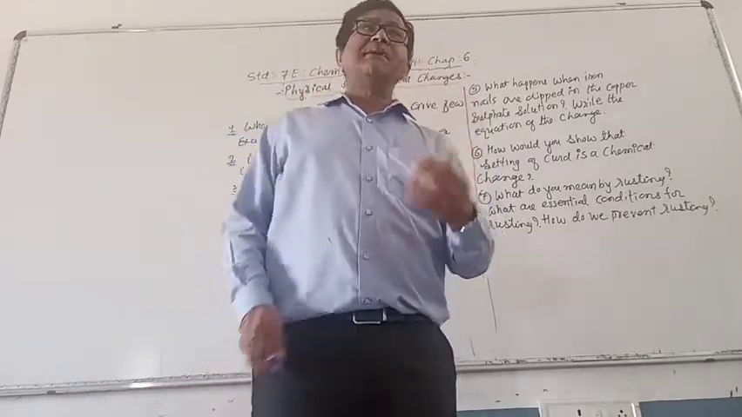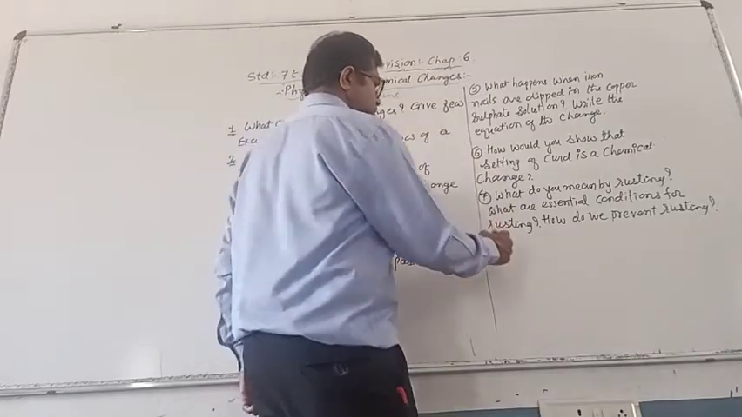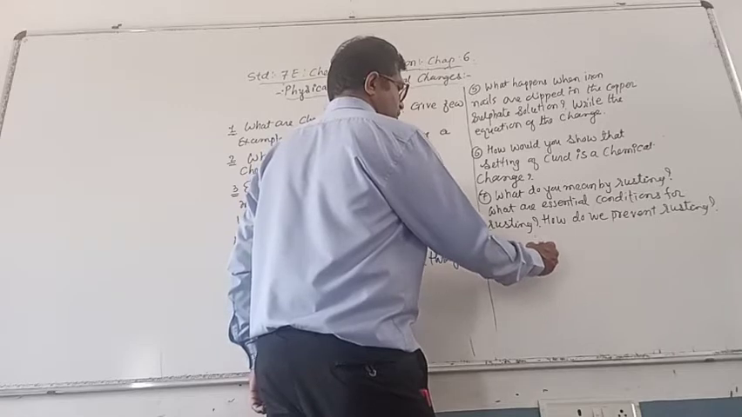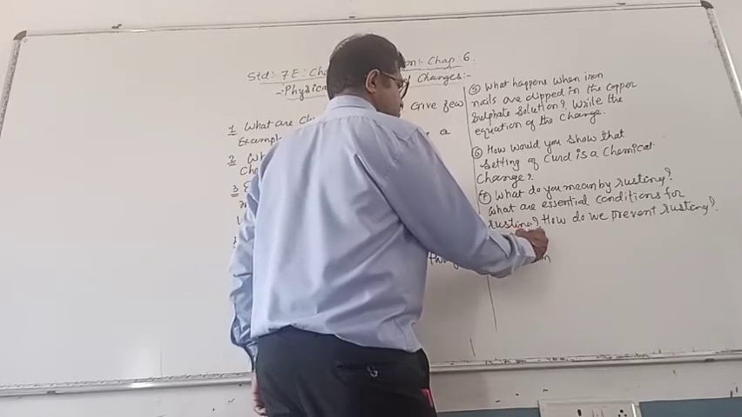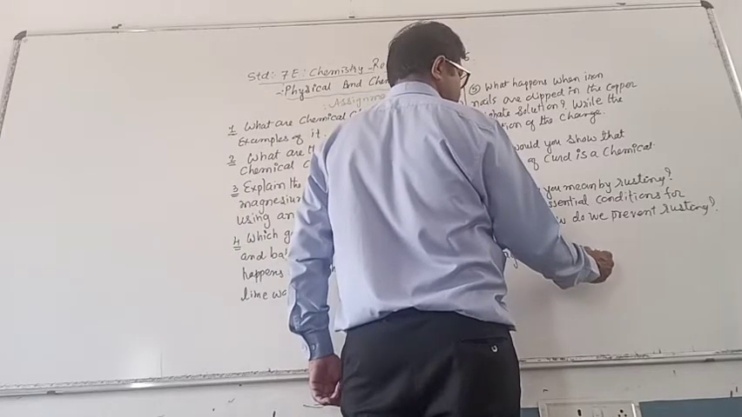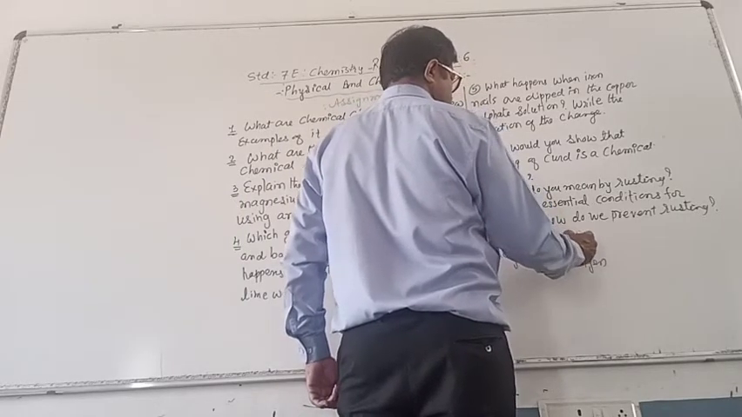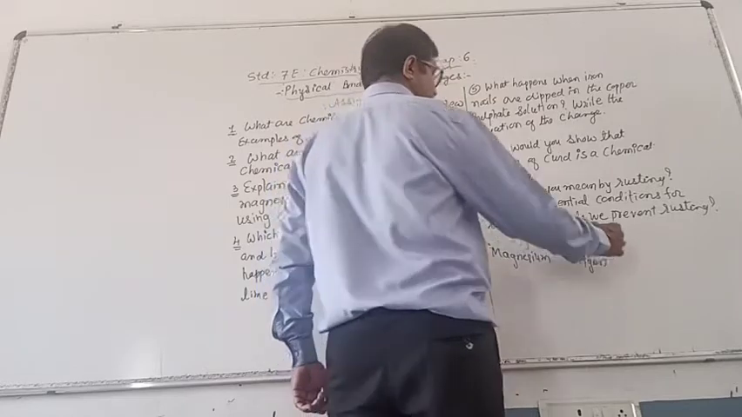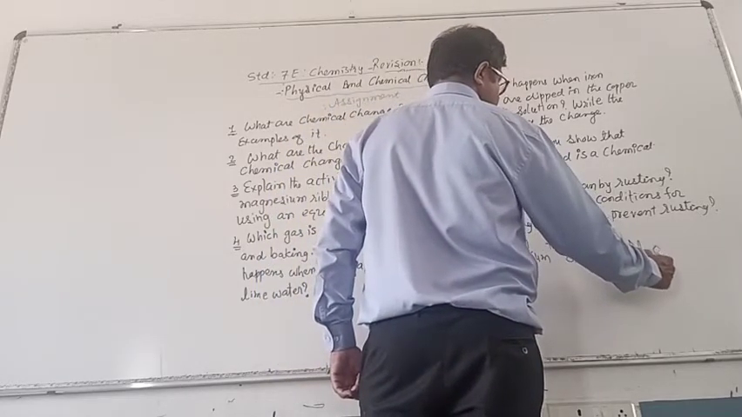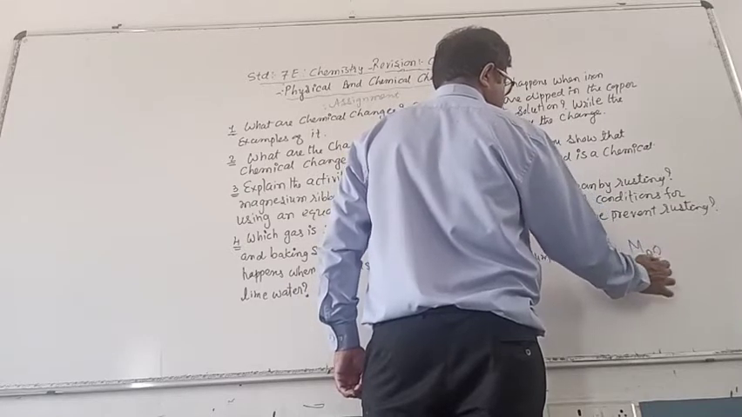So here magnesium, whose formula is Mg, reacts with oxygen, that is O2, and it will produce the ash, which is known as magnesium oxide.